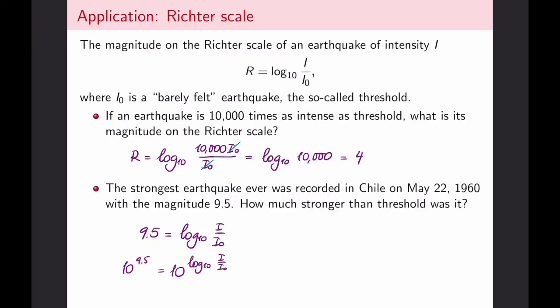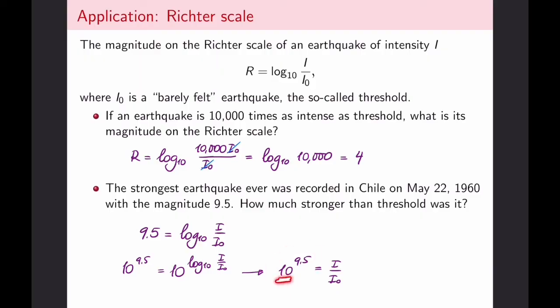But next comes the simplification that the exponential and the logarithmic functions are inverses of each other, so they cancel each other's actions, and I simply get what was on the inside. So this equation can be simplified to, on the left-hand side, I'm going to leave 10 to power 9.5, but on the right-hand side, I'm simply going to get I divided by I naught. That means that the earthquake that was measured as compared to the barely felt earthquake was 10 to the power 9.5 stronger than the threshold.